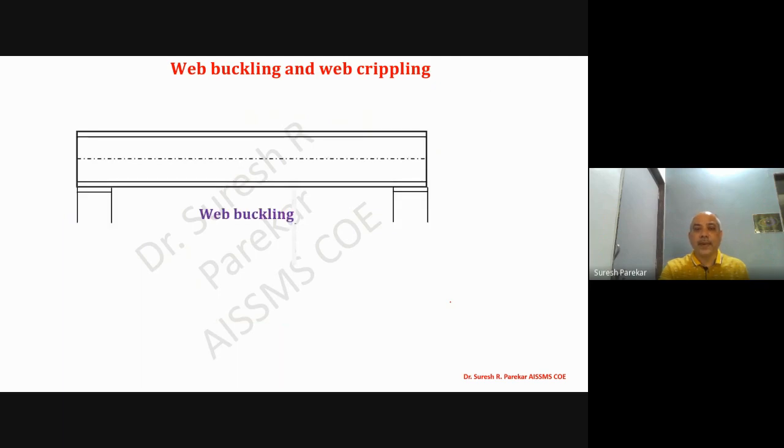Then we can have the third part, web buckling and web crippling. So now we have web buckling. Let us say we have this beam, and on this beam we have a concentrated load acting here. Now we have an I section, and this dimension is very small, so it will be considered as a concentrated load, or you can see that this small portion acts as a uniformly distributed load.